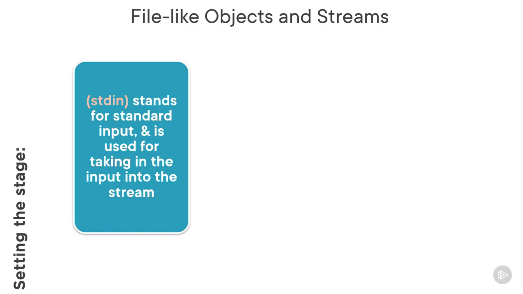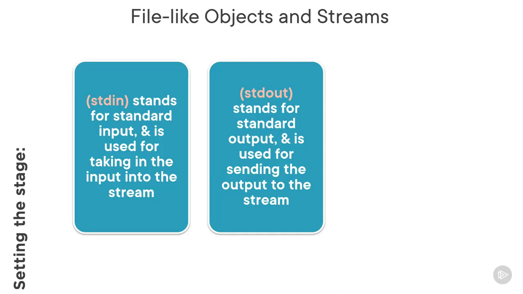So the standard in stands for input, and it's basically used for taking input into the stream from somewhere. Could be from a user, could be from a system, could be from some sort of files, etc. Now, the standard out stands for standard output, and it's basically used for sending data to the output of the stream. Now, we're taking data in through this std in, and we're sending data out through the std out. And those are both happening across the stream.